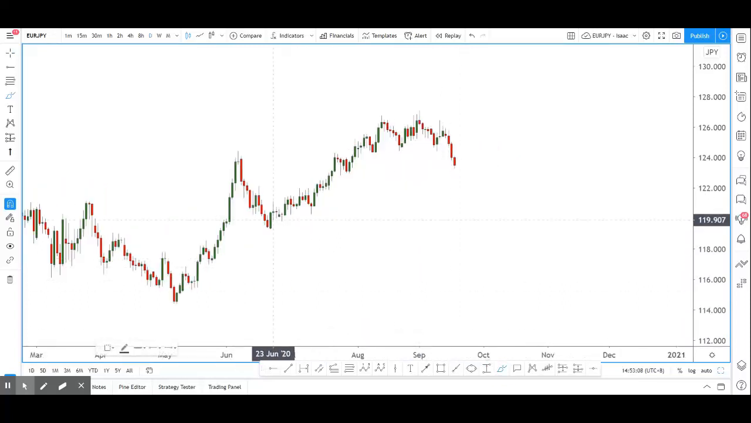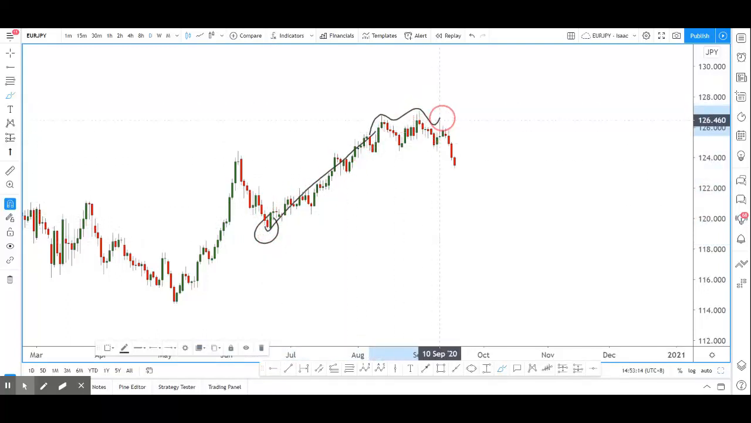Just want to show you guys that price made a low here back in June and it steadily climbed, okay, making what I'll call a triple top pattern over the month of August and September.